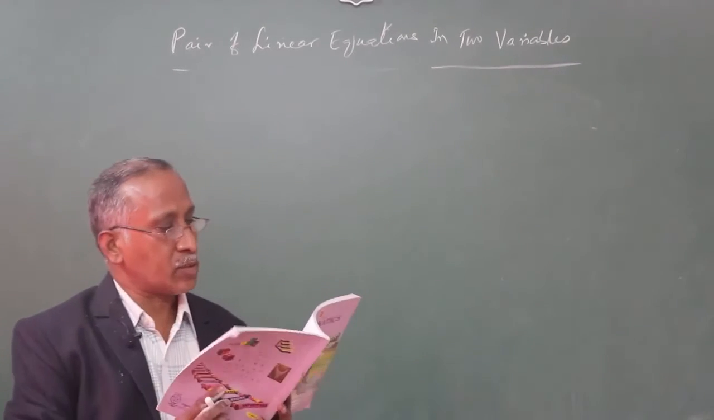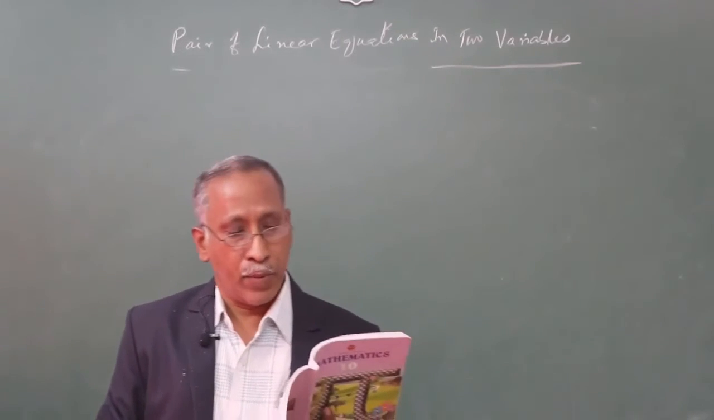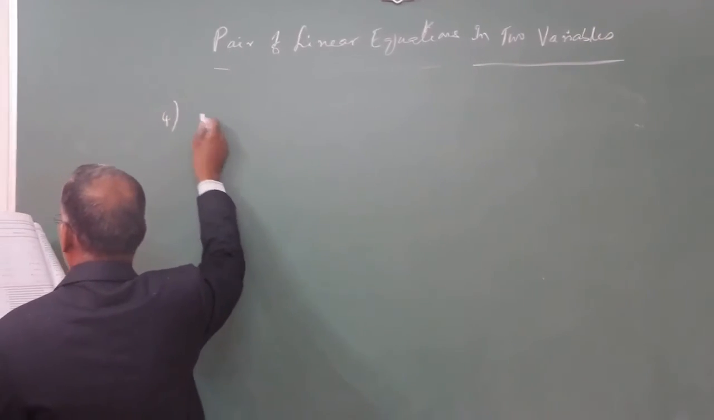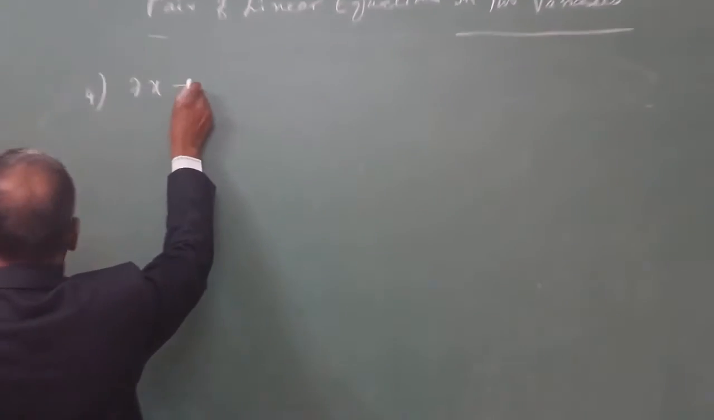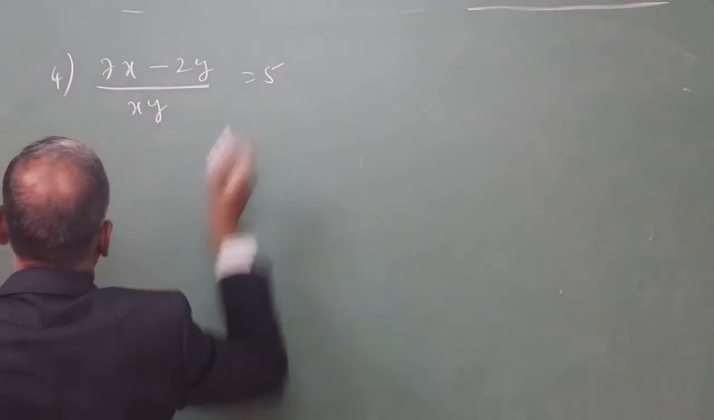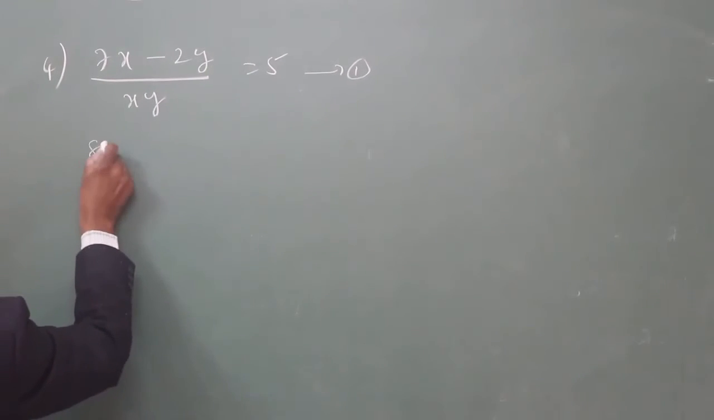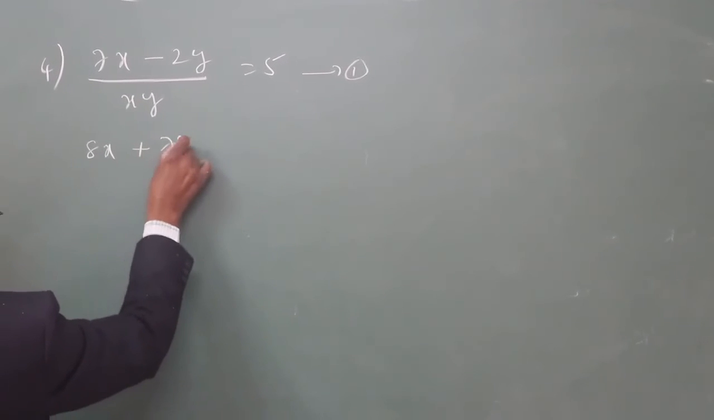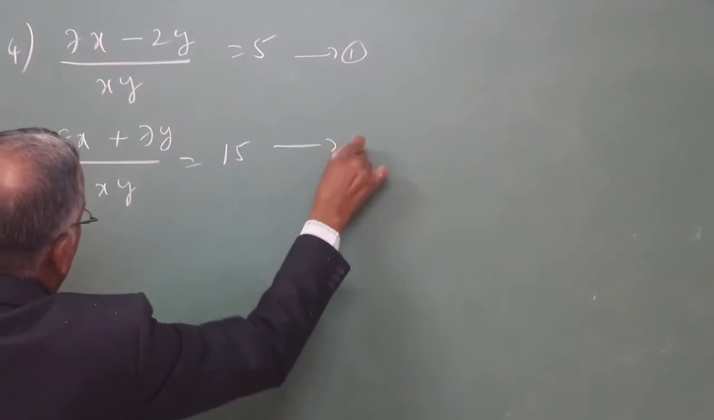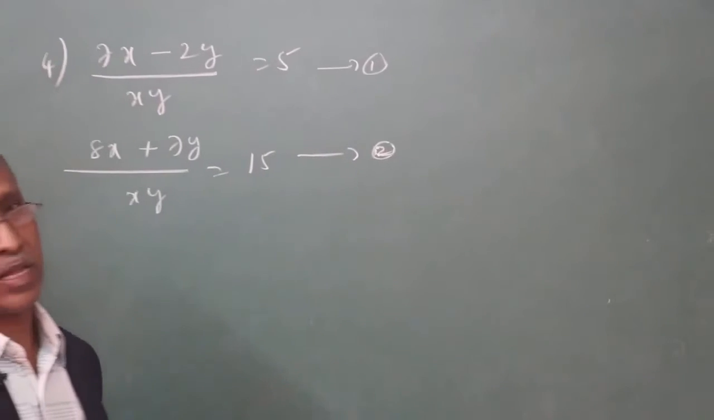Next, let us solve some of the sums now. Solve the following pair of equations by reducing to a pair of linear equations. Let me take up one sum. Let me do it here. There you can follow the sums. 7x minus 2y by xy is equal to 5. This is equation 1. The second equation they have given: 8x plus 7y by xy is equal to 15, equation 2. We have to reduce them into the form of linear equations. Then we can solve them.